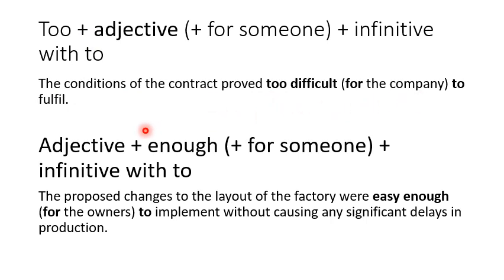As a normal sentence, we can say the conditions of the contract are difficult to fulfill. This is the normal sentence. But because we need to increase the tone of it, or make it stronger, we can say it in this way: the conditions of the contract proved too difficult for the company to fulfill.